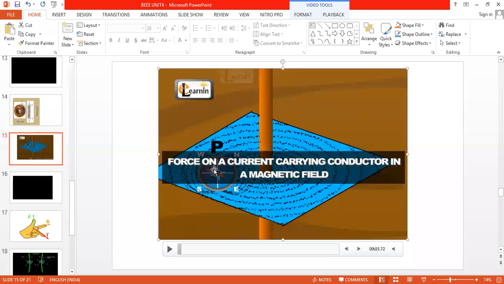Right. The fridge also generates this sound. Yes or no? It vibrates when you turn it on, automatically. Yes, sir. In the fridge also, current flows. They are called current carrying conductors. So everything works with this concept.